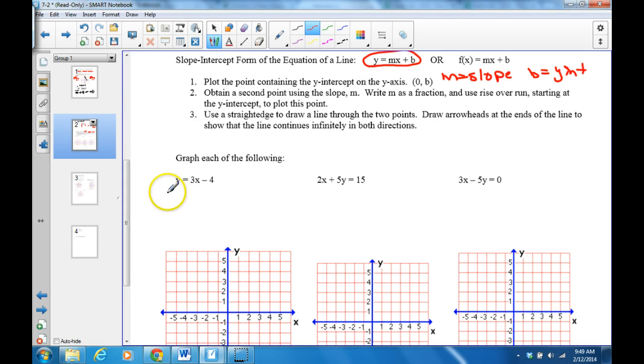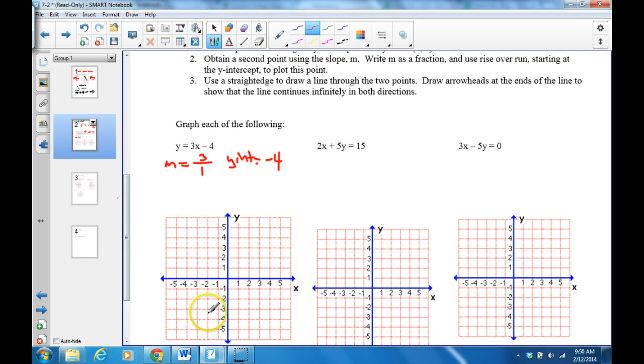What is my slope in this case? It's 3, or my rise is 3. What's my run? 1. 3 over 1 is the same as 3. And my y-intercept is what? -4. Okay? So my first point I'm going to graph on this is a -4. I'm going to need to scroll down a little. So if I go down to my y-intercept, I put a point there. What's my next thing I have to do? Rise over run. Good. So I'm going to go up 3, 1, 2, 3, over 1.